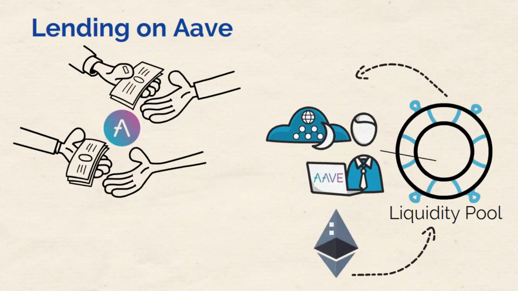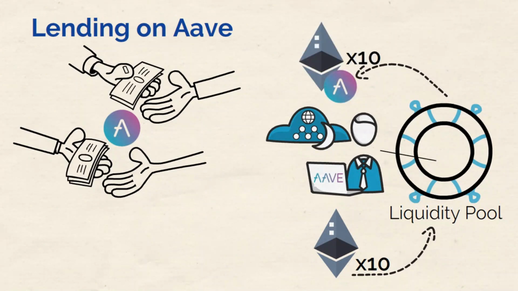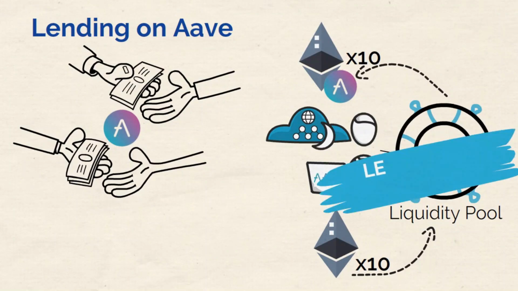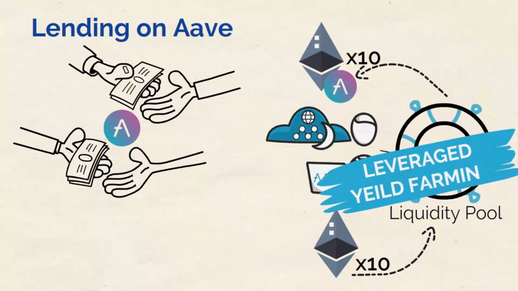For example, if you deposit 10 Ethereum tokens, you get 10 Aave Ethereum tokens. These tokens are worth just as much as normal Ethereum tokens, which means you can actually use them as collateral. It's called leveraged yield farming, but that's a topic for another video.